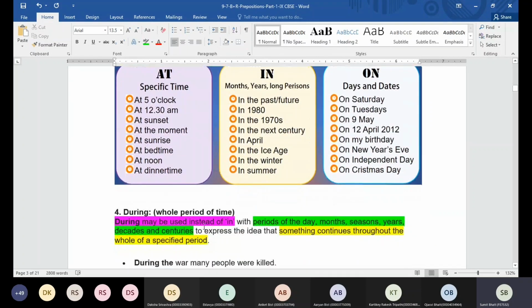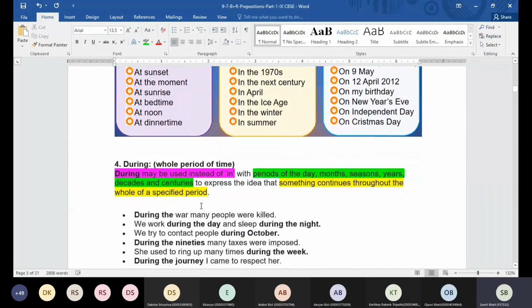Now the other word is going to be during, guys. During is going to be for a whole period of time. If you say something was continuously taking place throughout the time, in that case we can use the word during. During may be used instead of in. So either we can go for the word in or we can use the word during. Now during is for period of day, month, season or year, decades and centuries, same as in. But during is going to show that something was continuously happening inside these days.